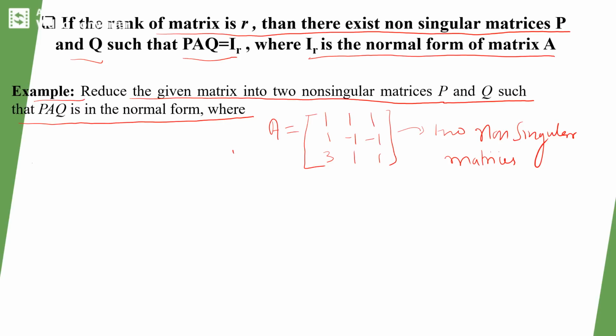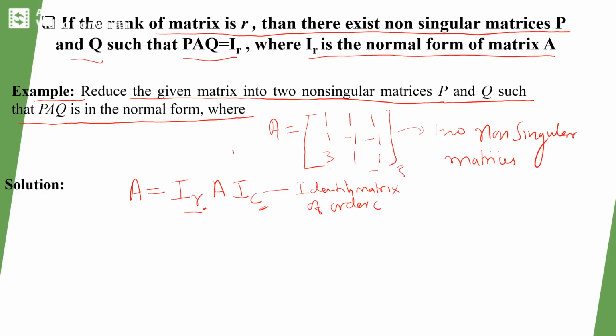So we start. We just write the matrix A is equal to IR A IC. Here IR is an identity matrix of order R, where R is the number of rows in the given matrix. And this IC is an identity matrix of order C, where C is the number of columns in that matrix.